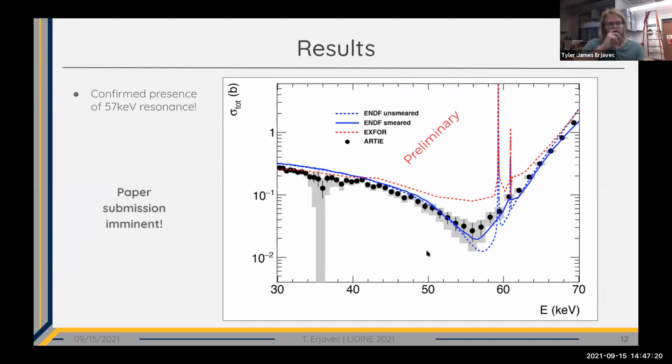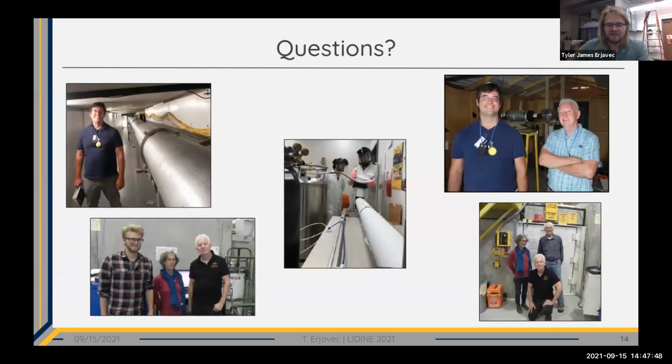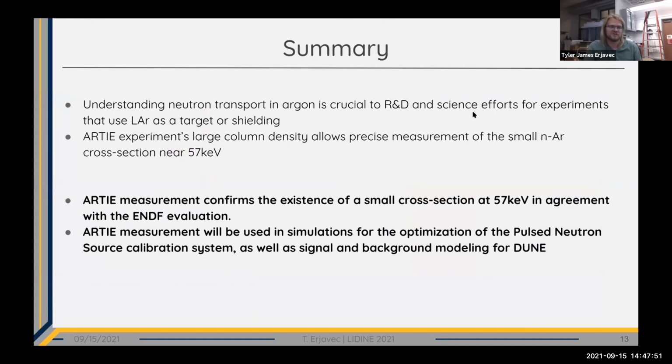And then finally, we get to our results. Over here are our results in solid blue. The Winters data is in red. We're able to identify a very good dip here at 57 keV, and there is a paper in the works, so stay tuned. Because I'm virtually out of time, I will just end with my summary slide, and I will open up for any questions here.